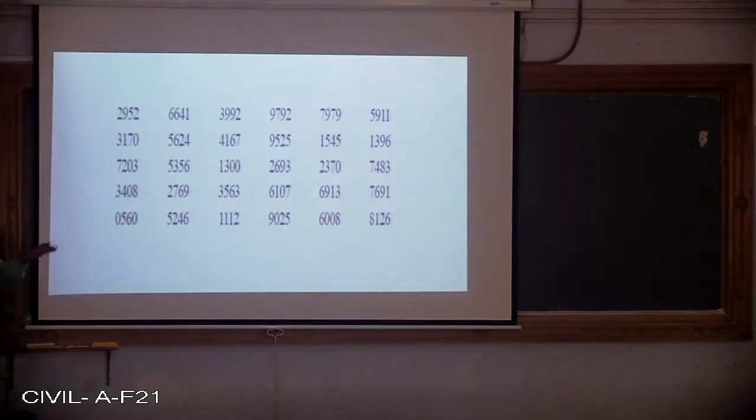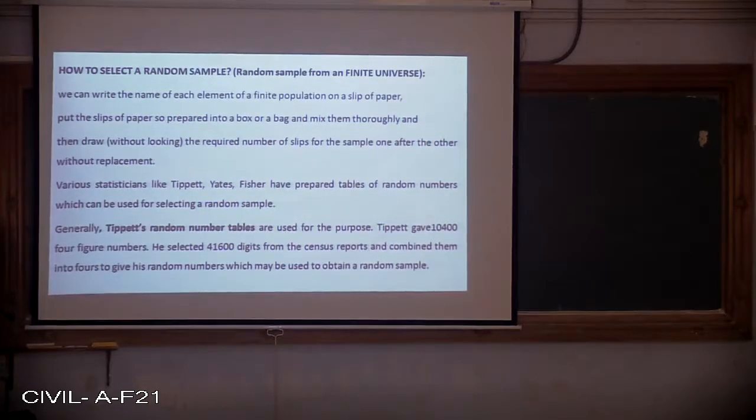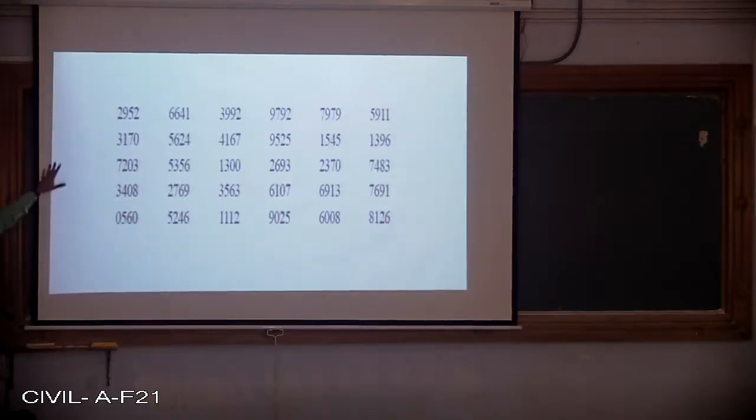So this combination, one example he has given. Generally, a Tippett random number table is used for the purpose. Tippett gave 10,400 four-figure numbers. He had 41,600 digits from the census report and combined them into fours to give his random numbers, which may be used to obtain random samples. So these many combinations he has carried out.